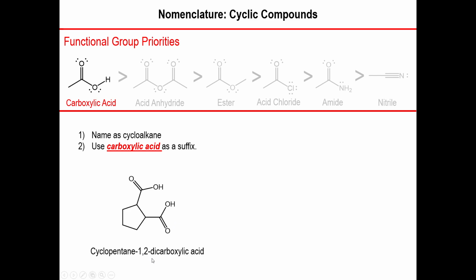dicarboxylic acid, right? And you have to include the prefix di, because if you don't, you will be telling the reader that there's only one carboxylic acid, even though you're putting the two numbers in there, right? So it'll become pretty ambiguous as to what's happening. So you've got to be pretty consistent with this.